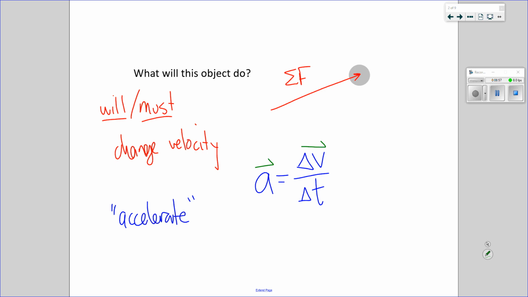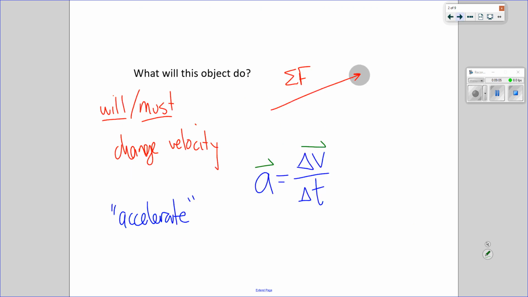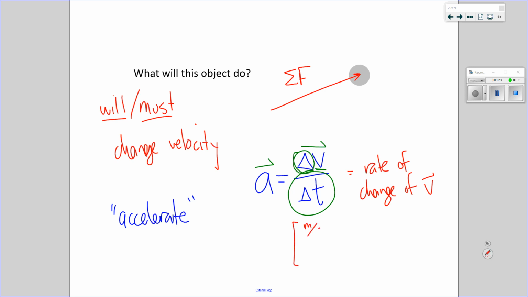Okay, so it follows that for an object with zero net force, there is no change in velocity. For an object with a net force, there is a change in velocity, and the rate of change of velocity is called acceleration. And notice that acceleration is going to be measured in meters per second, right? Meters per second.